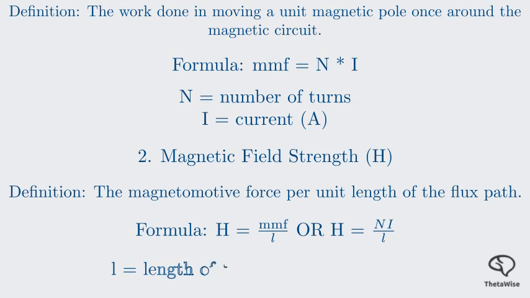We can substitute Ni for MMF to get a more detailed formula. H equals Ni over L. This shows that the field strength is directly proportional to the ampere turns and inversely proportional to the path length.